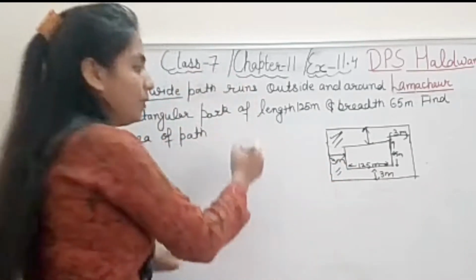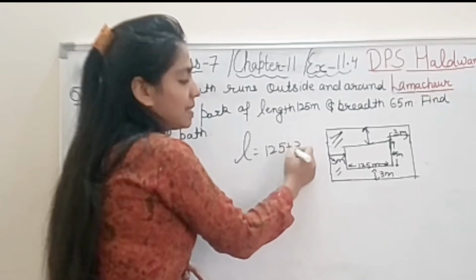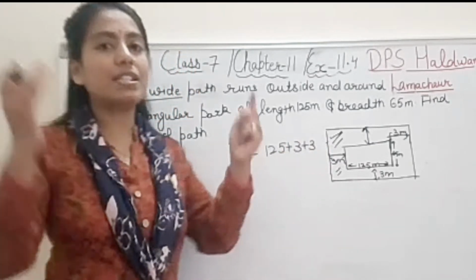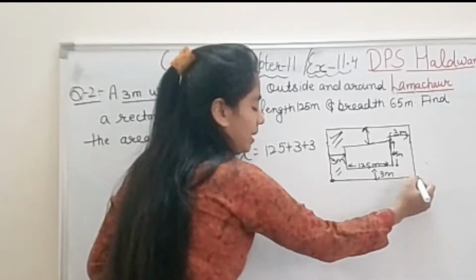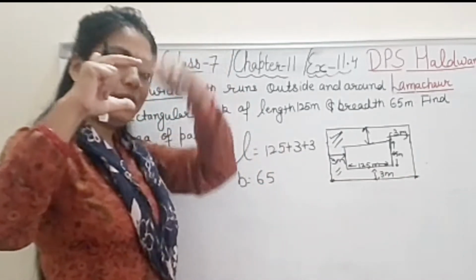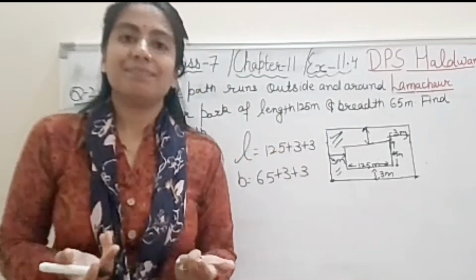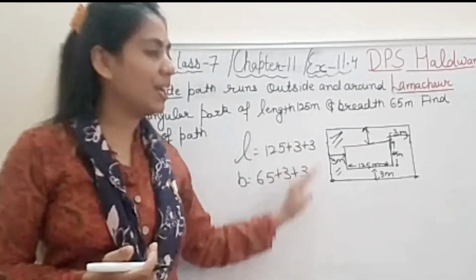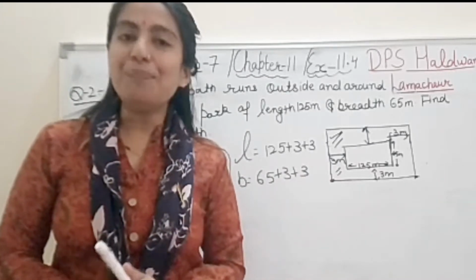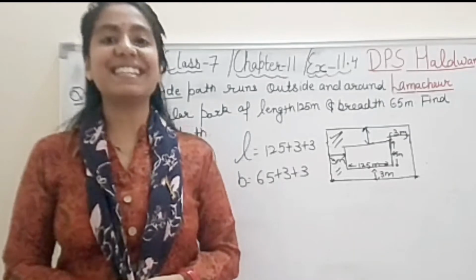Outside, how will you take it out? The outside length is 125 plus 3 plus 3. Why? Because the total is from here till here. Similarly, the breadth is 65 this much, and the total is plus 3 and plus 3. So this will be the length and breadth for the outer side. Put these values in the area formula for both, subtract the areas, and then get the answer.